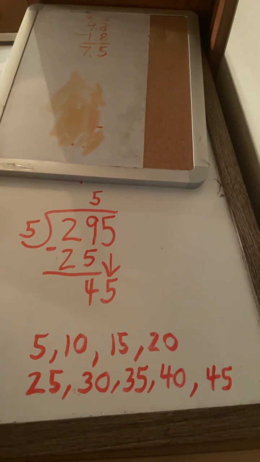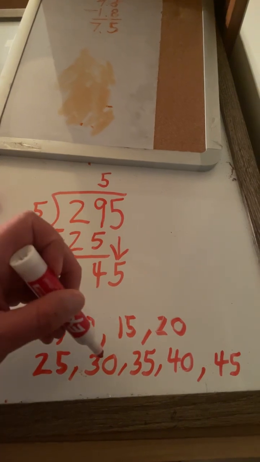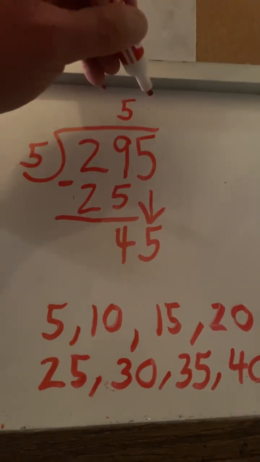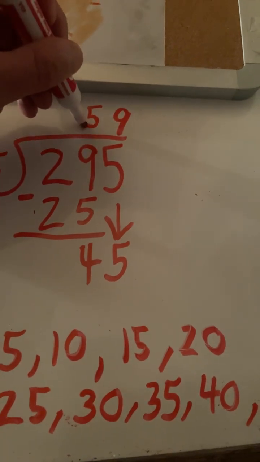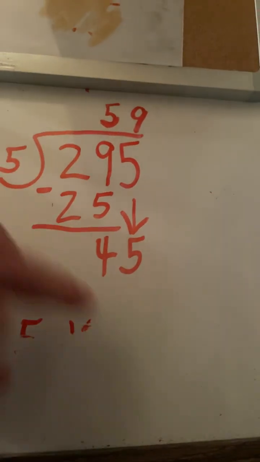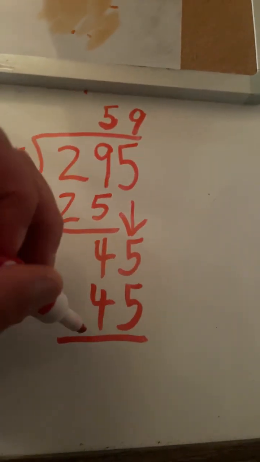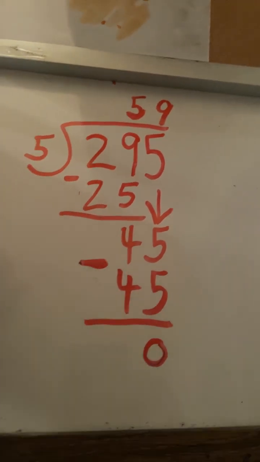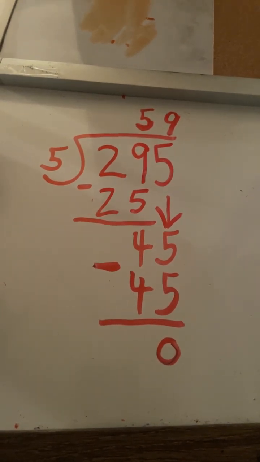So I was able to get 1, 2, 3, 4, 5, 6, 7, 8, 9 groups of 5 within 45. 45 divided by 5 equals 9. And there was no remainder for that one. 45 minus 45 equals 0. And we have our final answer. 295 divided by 5 equals 59.